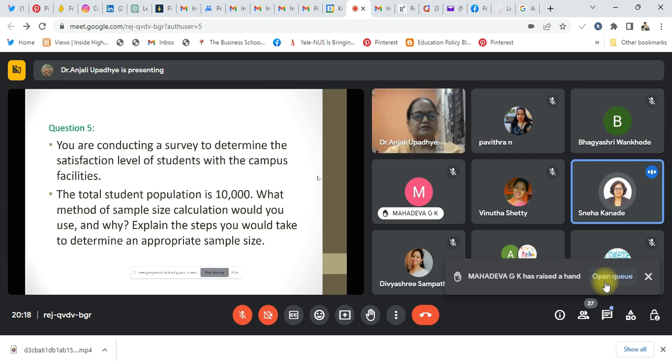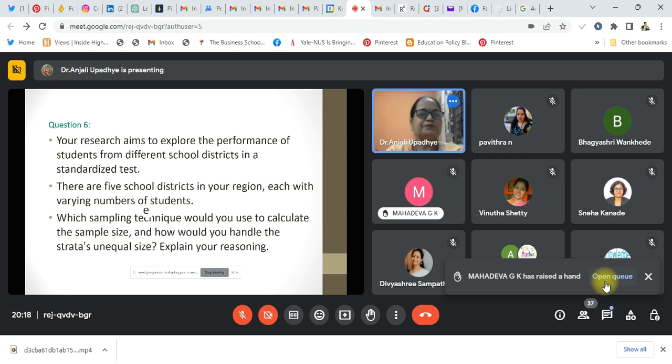Ma'am, simple random sampling? No, here you have to use stratification. Here you have to use either cluster or stratification, because the total student population is 10,000. It may be divided into different faculties or different departments. With the campus facilities, we are conducting a survey of 10,000 people. Therefore, here stratification will do.